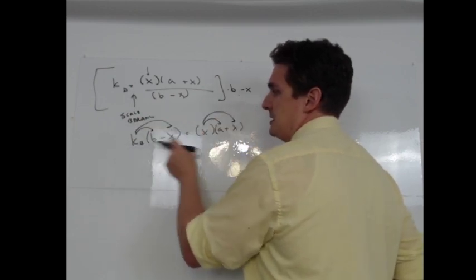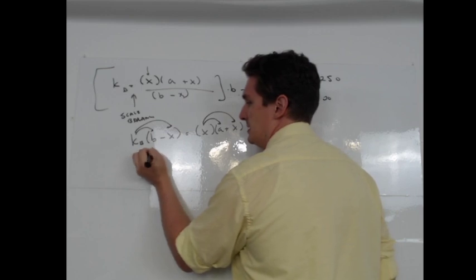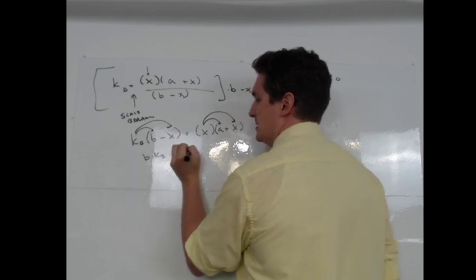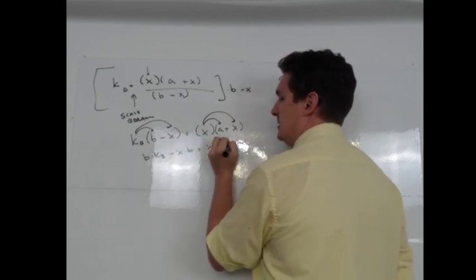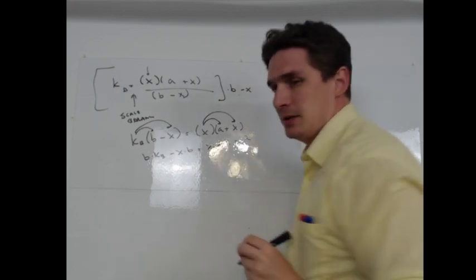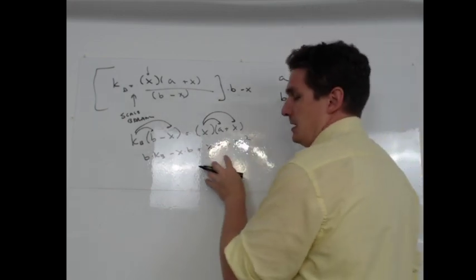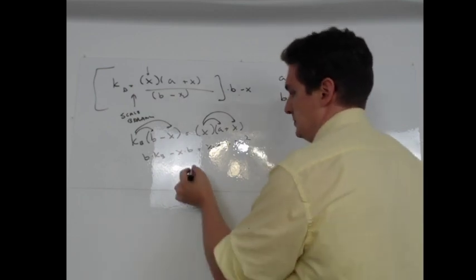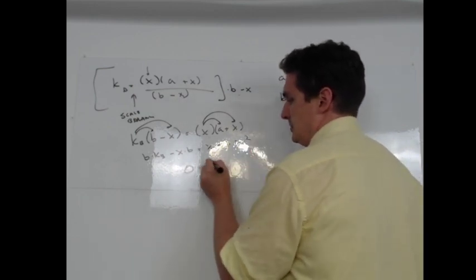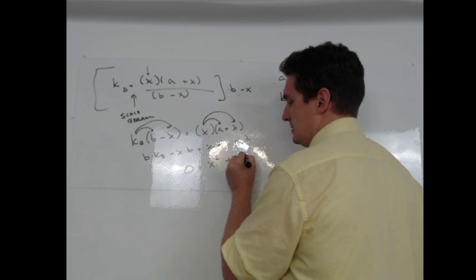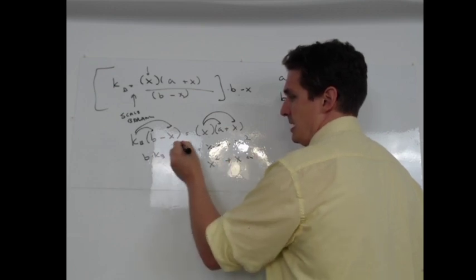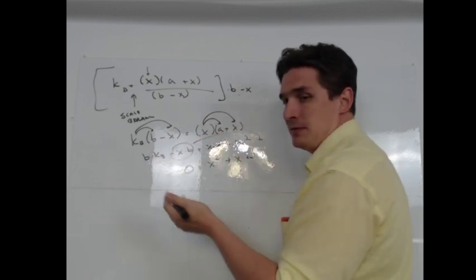multiply everything on the inside by everything on the outside to get B times KB minus X times B equals X times A plus X times itself, which is X squared. Now I want it all on one side, so I get 0 equals X squared plus X times A. I'll bring that term over. When I bring it over, I invert the signs.